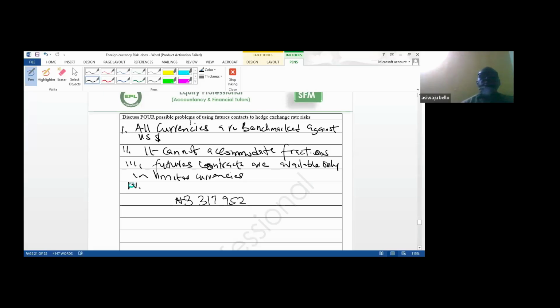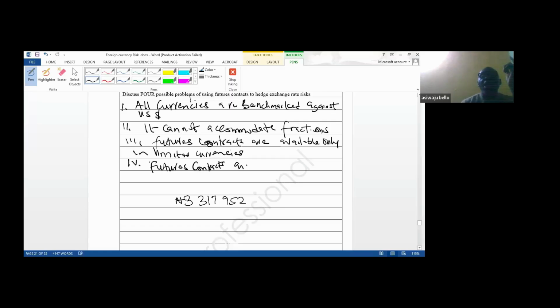And the last one, the contracts are for short period of time. Futures contracts are for short period of time.